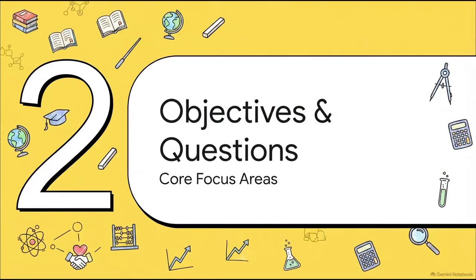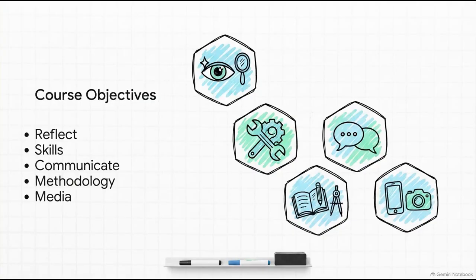Moving right along to Section 2, Objectives and Core Questions. So, what are we actually trying to achieve here? Well, this course rests on 5 foundational pillars. First, to encourage you to deeply reflect on teaching processes and fresh ideas. Second, to promote the practical skills you absolutely need to build great study habits. Third, improving your own day-to-day communication abilities. Fourth, equipping you with the right methodologies so you can make the absolute most of the resources you have. And fifth, reinforcing all of this through varied media, like the internet, newspapers, and magazines.